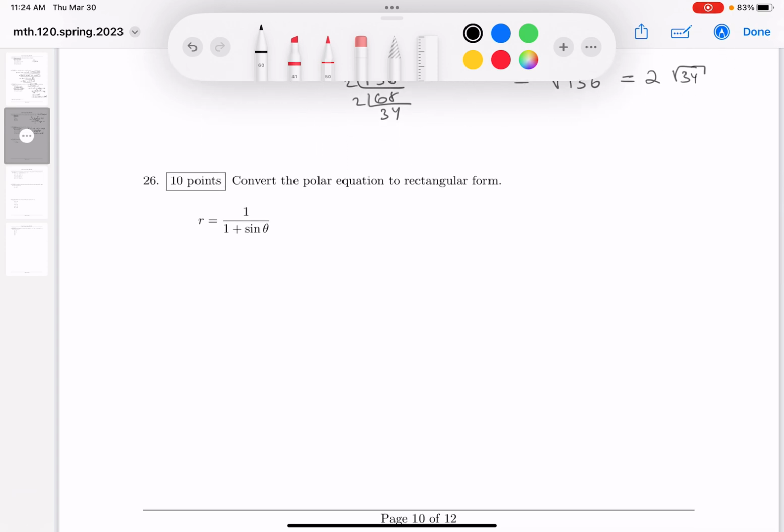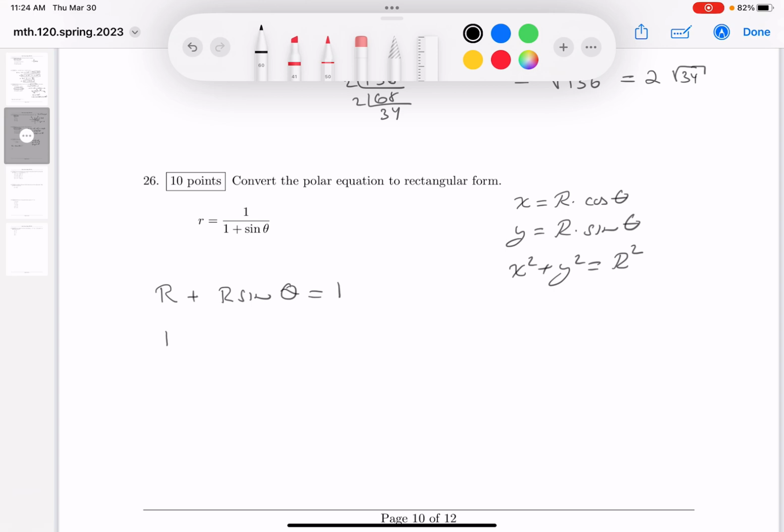Oh, convert the polar equation. This is polar, with the understanding that, you know, x equals r cosine theta, y equals r sine theta, and x squared plus y squared is equal to r squared. All right? So what I'm going to do, looking at the problem, I'm going to just clear the fraction. And what do I see? I see r plus r sine theta is equal to 1.